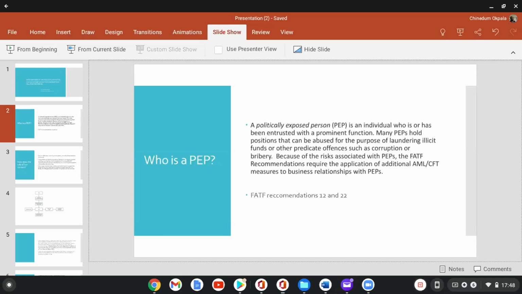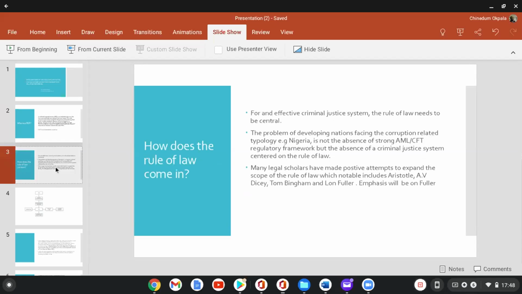The FATF has tried to define what a PEP is, but I wouldn't generally think that a PEP is someone holding a high-end political office. Anyone who's holding public office is also a politically exposed person. So I don't want to delve into that line of argument now because of time. Now, what role does the rule of law play when discussing issues of prosecuting PEPs successfully?